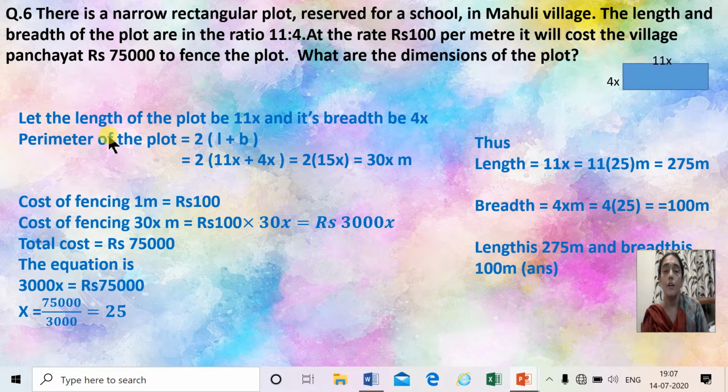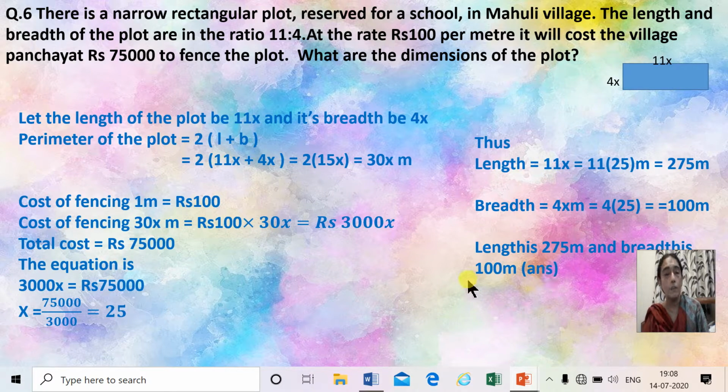Here, first you find the perimeter. First assume length equal to 11x, breadth equal to 4x, then find the perimeter, find the total cost, and then equate it with the other total cost given to you, that is 3000x is equal to 75,000. You get the value of x, substitute the value of x and you get length and breadth.